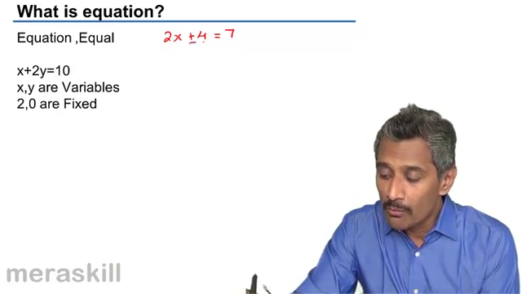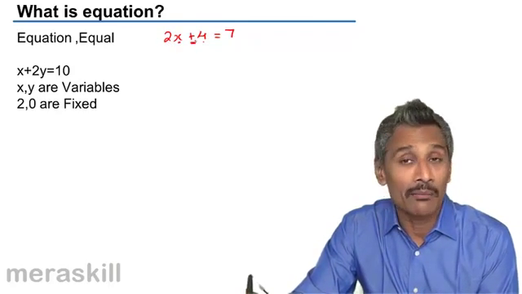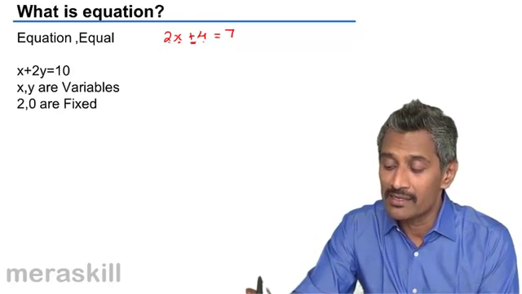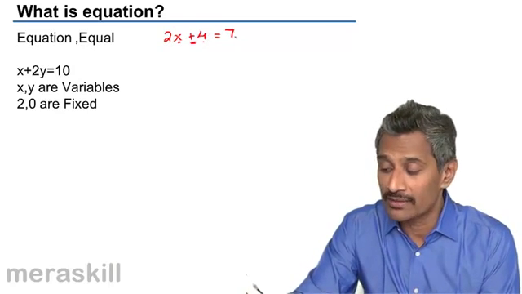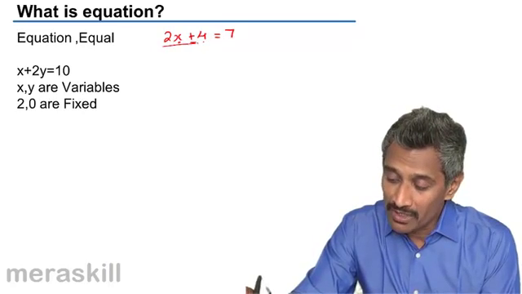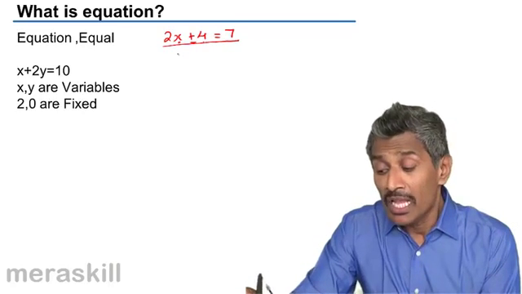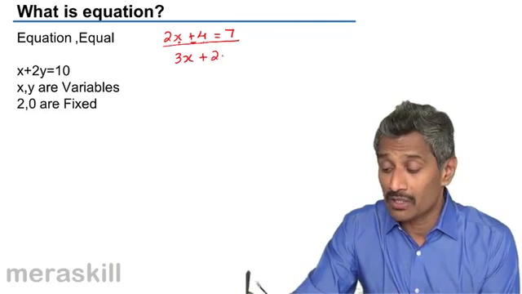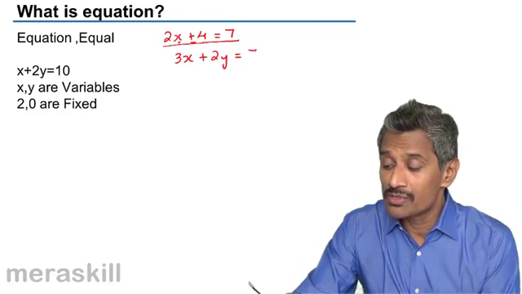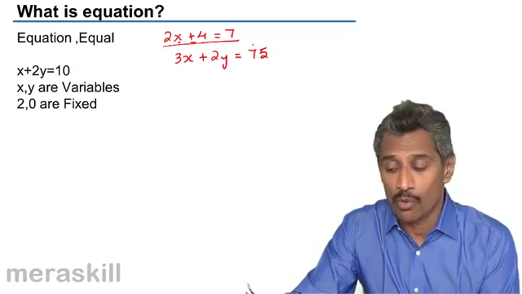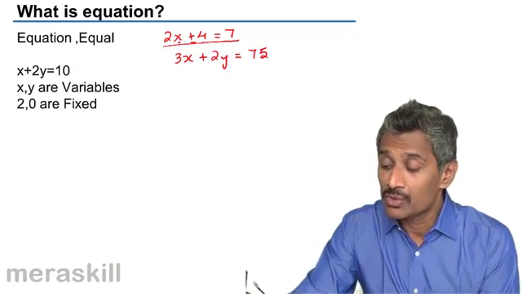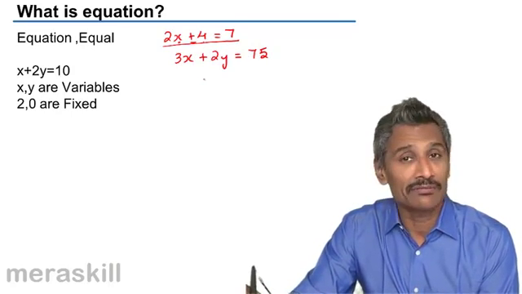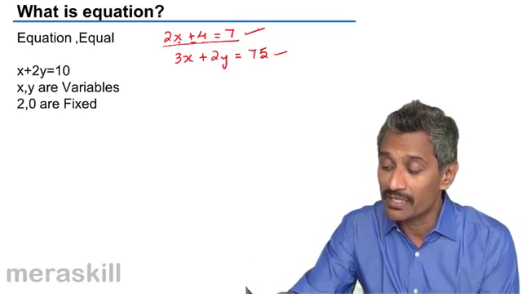So 4 more than twice the amount. The amount is not known, so we call it x. Twice the amount, 4 more than that is rupees 7. So you're forming an equation. 3 times my age plus twice my brother's age amounts to 75 years. The sum of 3 times my age and twice my brother's age is 75. So you have the concept of equation.